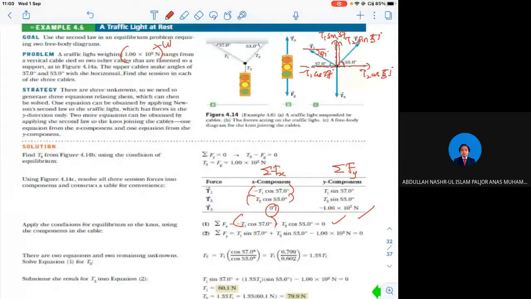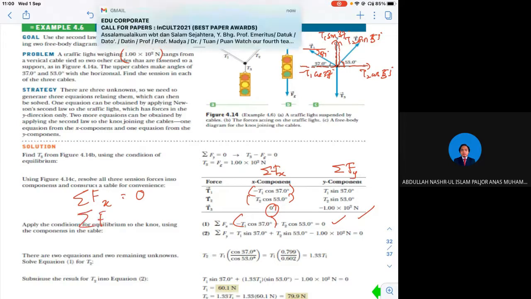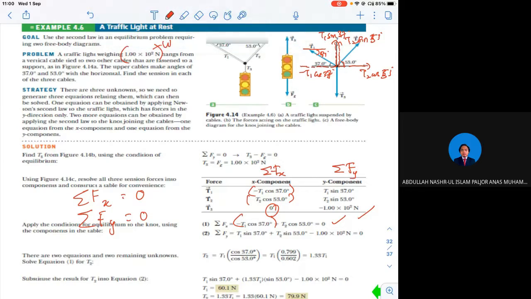Why? It's simple. The summation of Fx in this question is equal to 0, and the summation of Fy in this question also equals 0. Why? Because the traffic light doesn't move, left to right, up and down. It doesn't move that way, because the traffic light is static. It just sits still. The traffic light doesn't move left, right, up, or down. So therefore, everything will be equivalent to 0. That is how we resolve it.